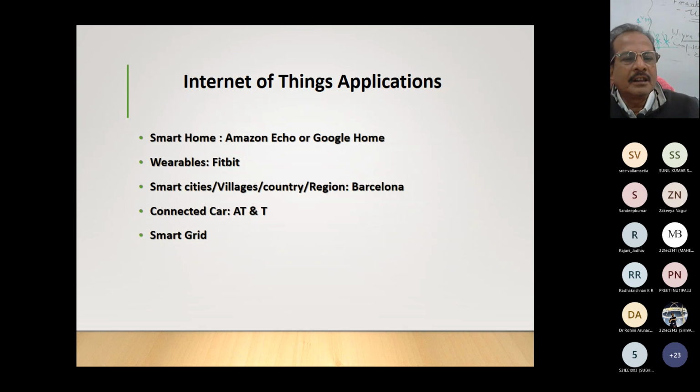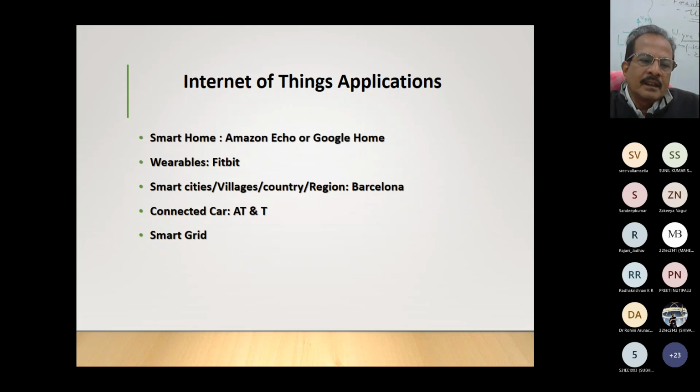Then I'm using this particular word again from government terminologies. Whenever we are talking about smart cities or smart villages, and if you expand this a little more, then we talk about smart country or smart region. The example of Barcelona, otherwise famous for football with the FIFA World Cup having started, but Barcelona was the first ever one that went with the smart city concept.